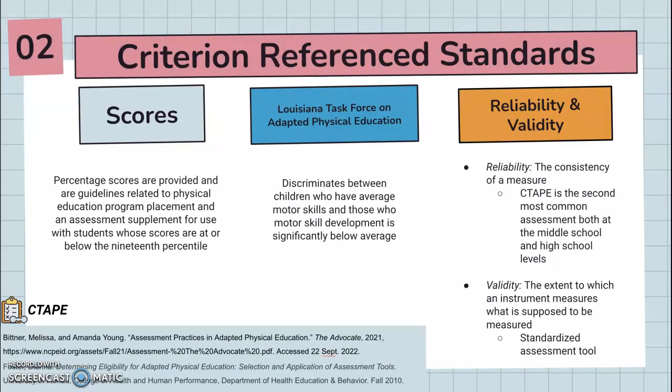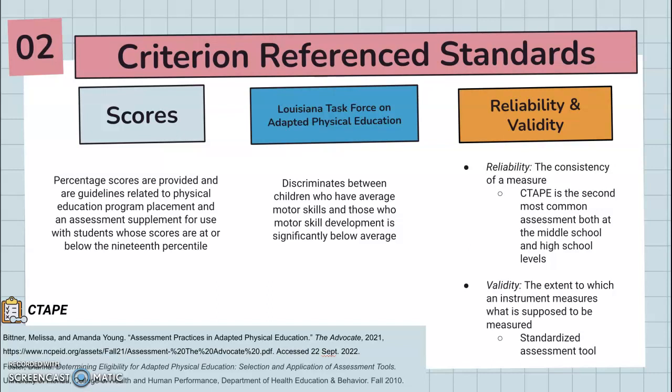Second is criterion reference standards. The percentage of scores are provided in guidelines related to physical education program placement, an assessment supplement for use with students whose scores are at or below the 19th percentile. The Louisiana Task Force on Adapted Physical Education discriminates between children who have average motor skills and those whose motor skill development is significantly below average.